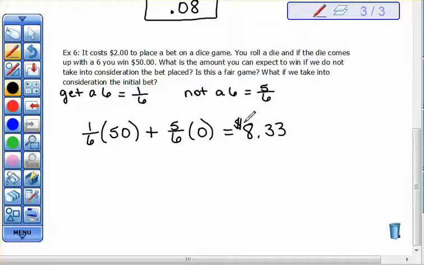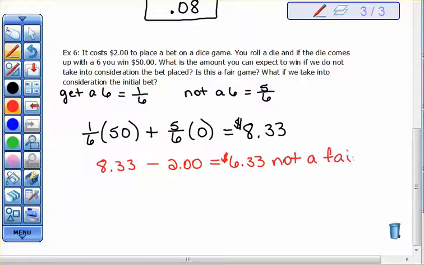Now the next question was, is this a fair game? Well, remember, in order for it to be a fair game, we have to have our expected value minus our cost to play. So expected value is $8.33 minus our cost to play, which was $2. If that ends up being 0, then we have a fair game. And in this case, it's not. It's $6.33. So this is not a fair game.